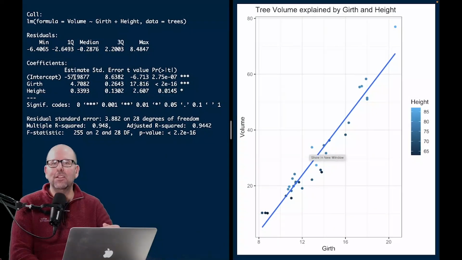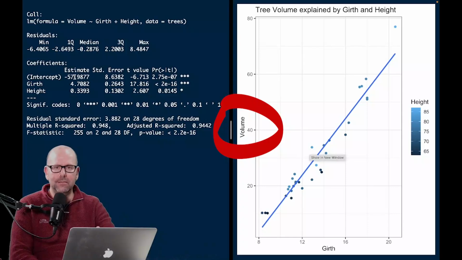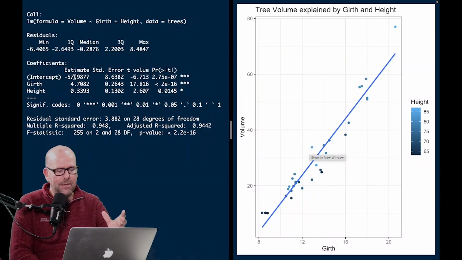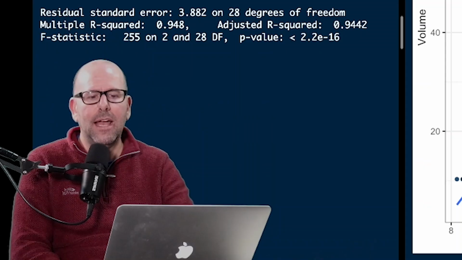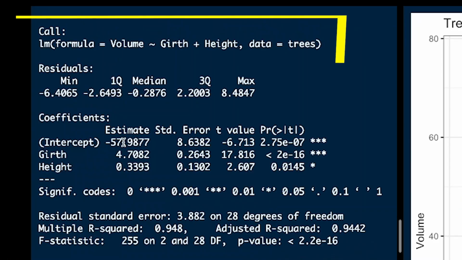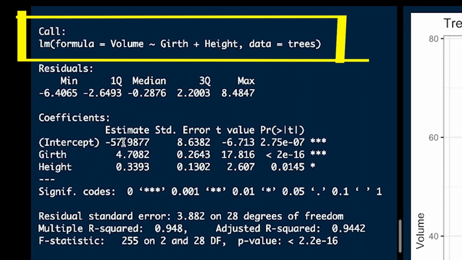Let's add in another numeric variable. So now we've got trees, and we've got the volume of trees, so how much wood there is in a particular tree, and that can be explained by the girth of the tree and the height of the tree. So we've got two explanatory variables, not just one. Our model looks very much the same. At the top, we've got volume. It's explained by girth plus height.